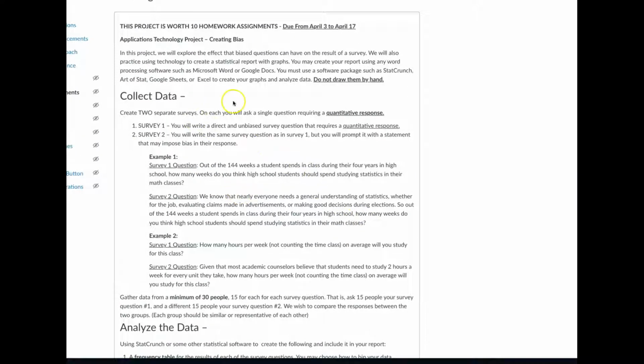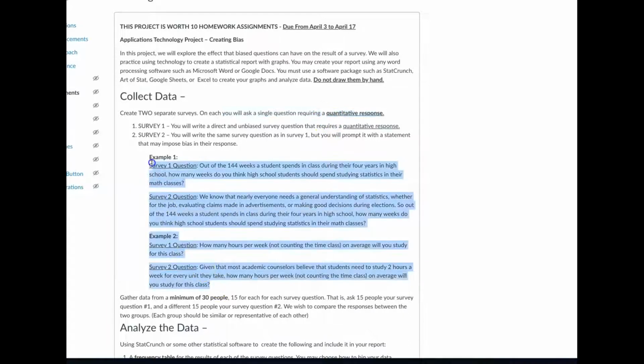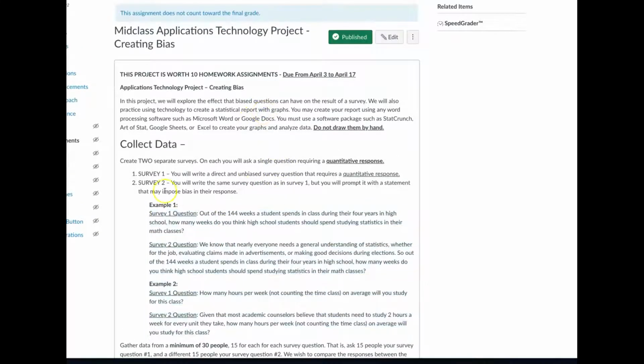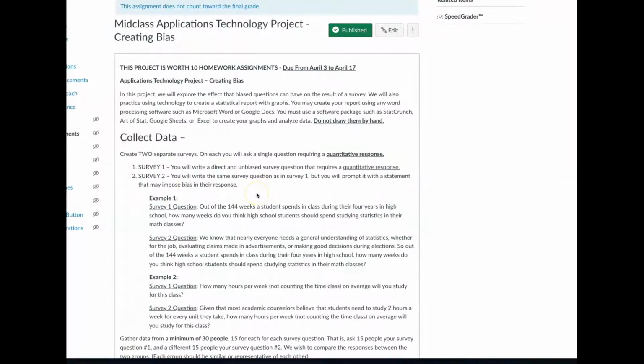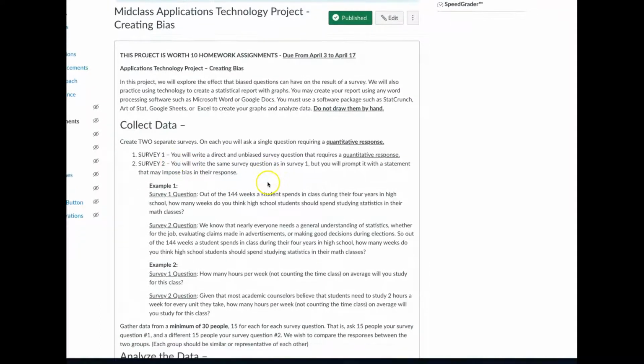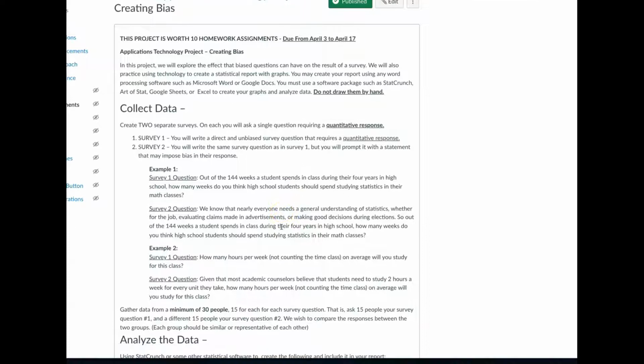Important is that your questions are answered with a quantitative response, a number, right? Not a categorical, but a numerical response. And here are two examples of what we're looking for. The goal is to see if you can create a survey where you ask a question, and then a second survey where you ask the same question, but you preface it. You begin that question, right, with some statement to try to create bias. And you'll see these examples here.